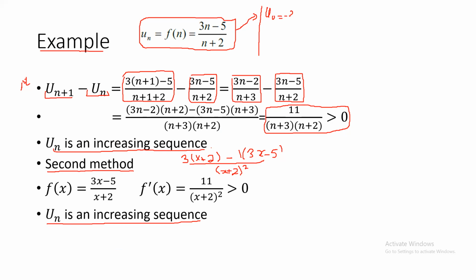u 0 is minus 2.5. We replace n by 0, we get minus 2.5. It is not necessary to write this. What is u1? u1, if we replace n by 1, we get minus 2 over 3. What is u2?